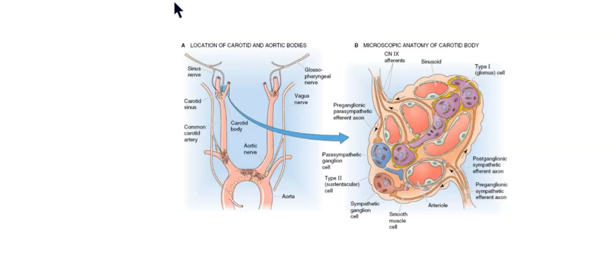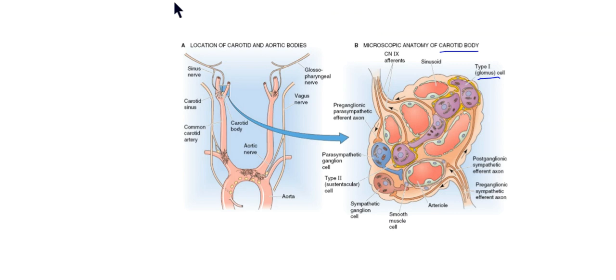All right. The microscopic anatomy of the carotid body. We're going to talk about this because the carotid body has been better studied than the aortic bodies, but they have very similar structures. There are two types of cells that I want to mention. We have the type 1 glomus cell. That is your sensing cell. That's the one that's going to sense blood gas changes.